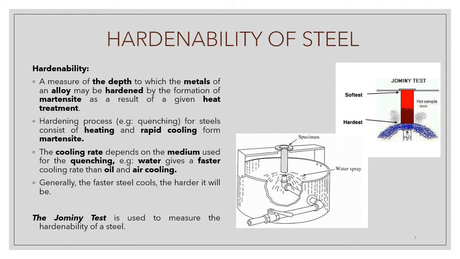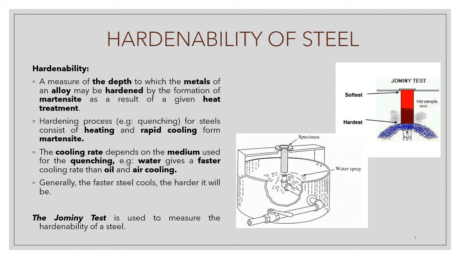Generally, the cooling rate will determine the formation of martensite, and it largely depends on what kind of medium you use for the quenching. For example, we can use water, oil, or even air cooling. Water provides faster cooling compared to oil and air. In general, the faster the steel cools, the harder it will be.